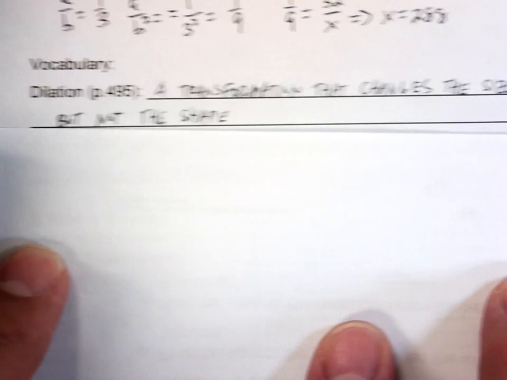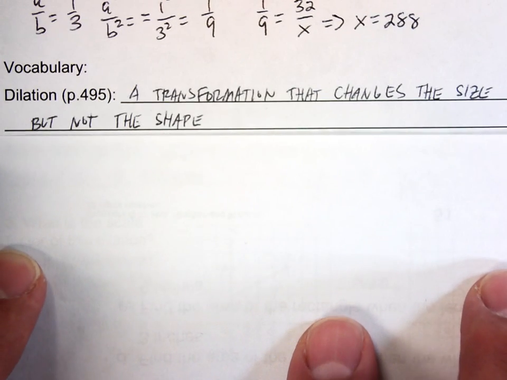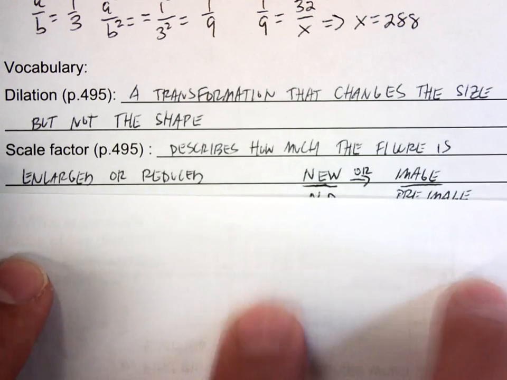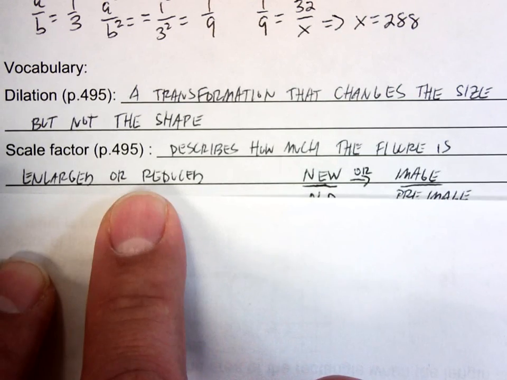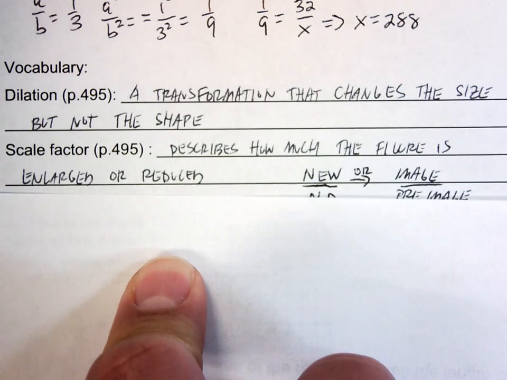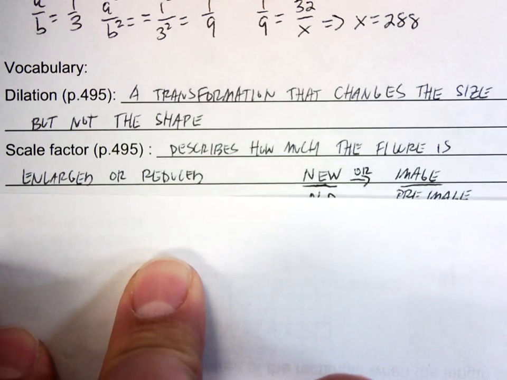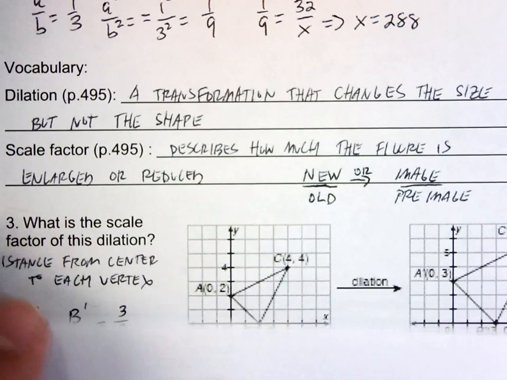Dilation, new word. Transformation that changes the size but not the shape of a polygon. Scale factor describes how much the figure is enlarged or reduced. So I had a small shape, multiplied it by some number, and it got bigger. That some number is called my scale factor. Okay, how do we do a problem?